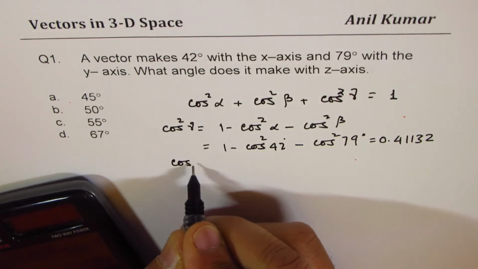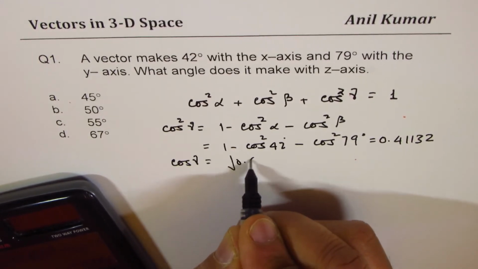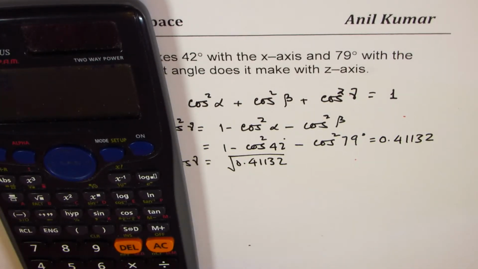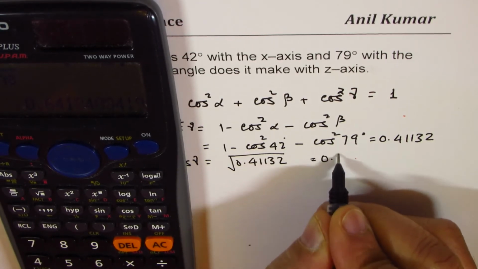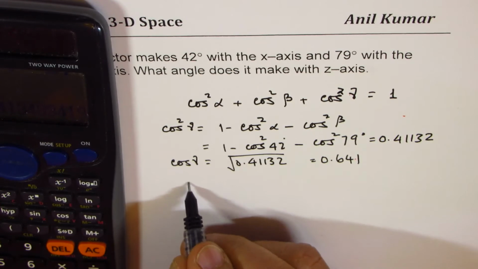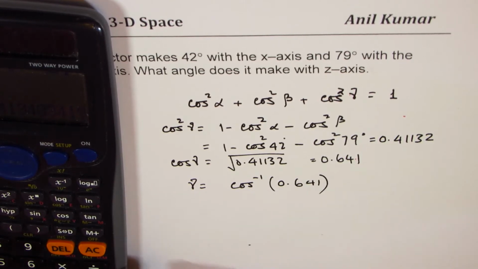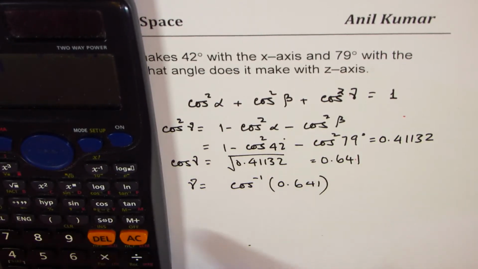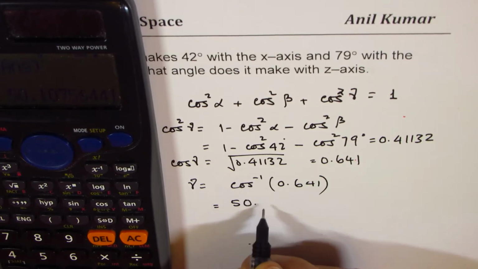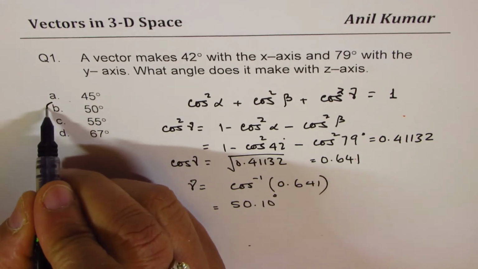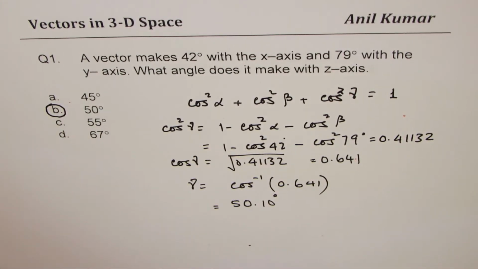So what is cos gamma? Cos gamma is the square root of this, which is 0.41132. So we'll do square root of this. Square root of our answer is equal to 0.641, and gamma will be equal to cos inverse of 0.641, correct? So we'll do cos inverse of our answer, and that is equal to 50.10 degrees, correct? So that is how it has to be done. So I hope the concept is absolutely clear. Option B is the right option. So if you know it, you just can do it in much lesser time.